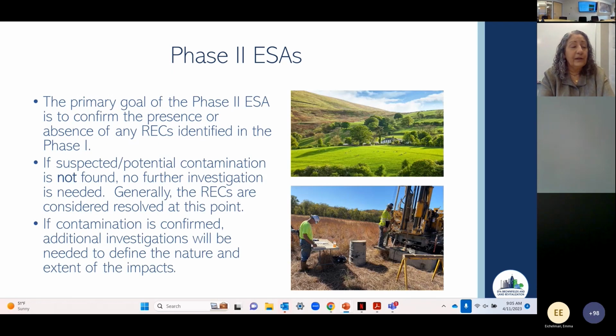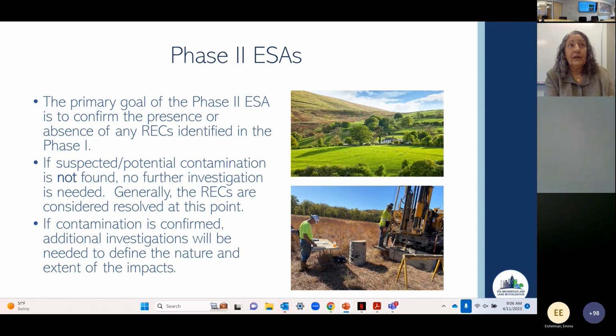The primary goal of the phase 2 is either to confirm the presence or the absence of contaminants that resulted in a REC in the phase 1. So if your phase 1 said, this is a recognized environmental condition, you need to go do a phase 2. The main purpose of that phase 2 is somewhat cursory. Let's see if that REC exists or not.